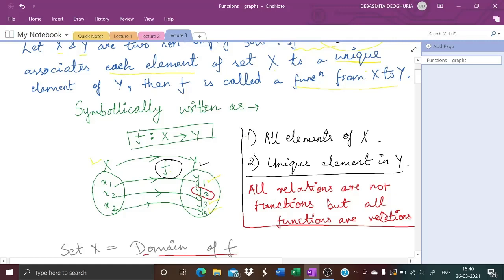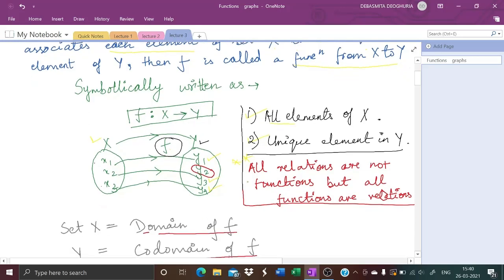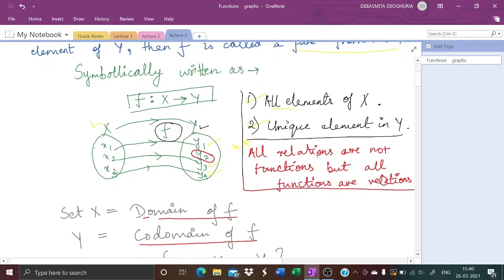So what are the two conditions? First, all the elements of X should be associated, and number two, to a unique element in Y. Thus, this relation is a function. Now, this is an important statement, which can come sometimes directly in your exam in assertion-reason questions: all relations are not functions, but all functions are relations. Obviously, this is a relation from set X to Y, and this is a function as well. A function is also called a mapping.